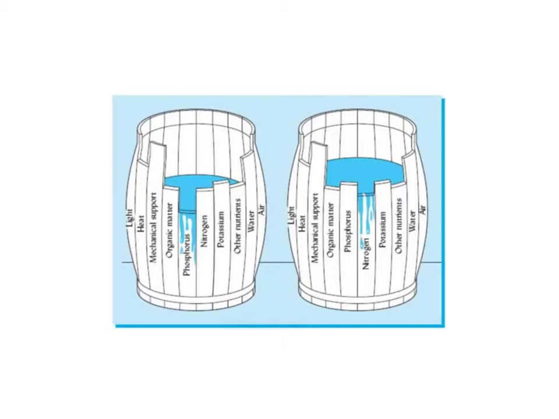But in our situation, what we do is we have all these factors. In this case, we have several factors: light, heat, mechanical support, organic matter, phosphorus, nitrogen, potassium are our three largest fertilizers. Other nutrients that may be available or not available: water and air. And this is on a whole plant, whole ecosystem sort of scale. The amount of water that this barrel is able to hold is equal to the yield, the predicted yield that we would have in this case.